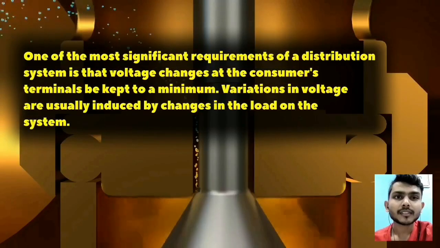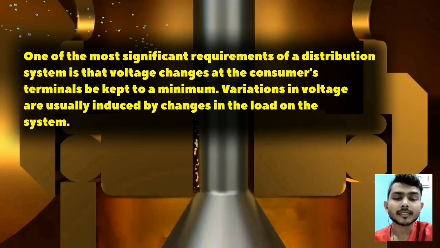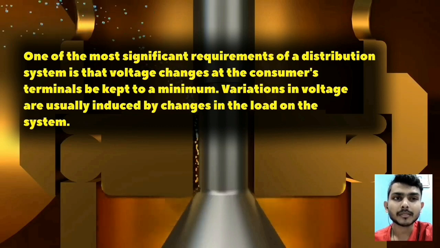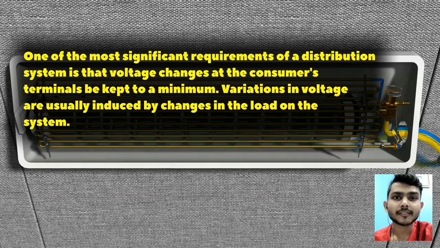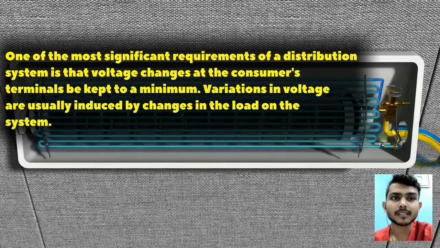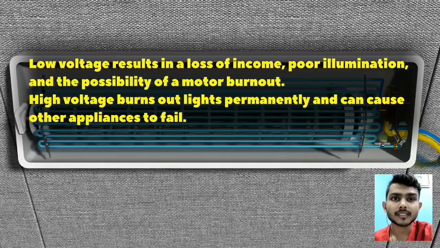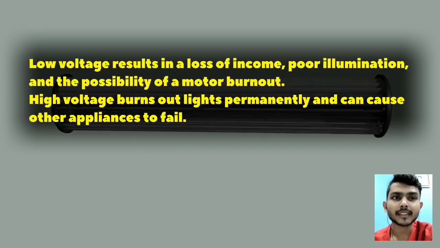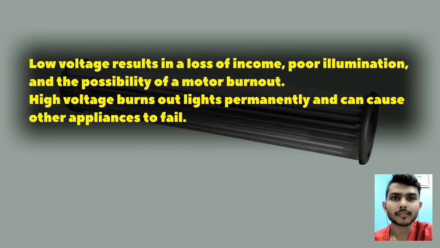The most significant requirement of the distribution system is that the voltage changes at the consumer's terminal be kept at a minimum value. The variations in the voltage are usually induced by changes in the load on the system. Low voltage results in the loss of income, poor illumination, and the possibility of a motor burnout. On the other side, high voltage burns out lights permanently and can cause other appliances to fail also.